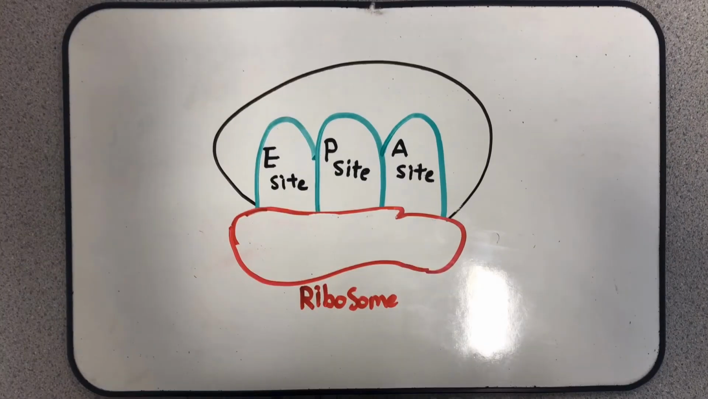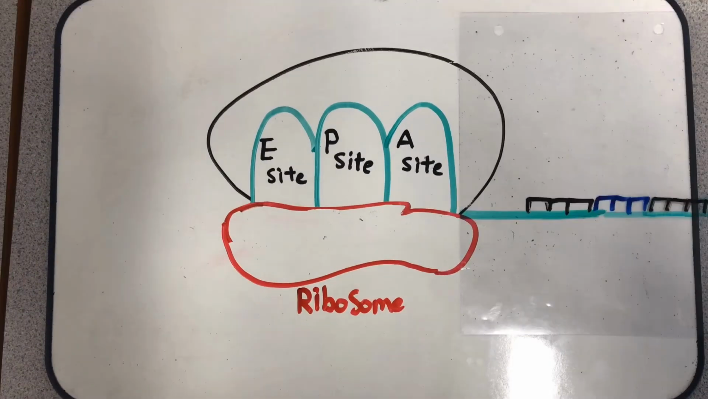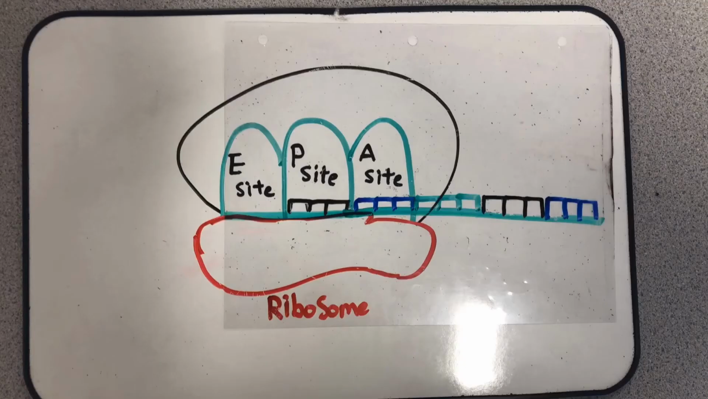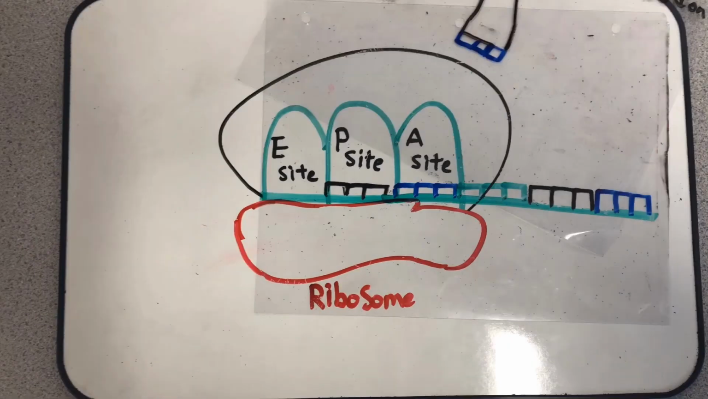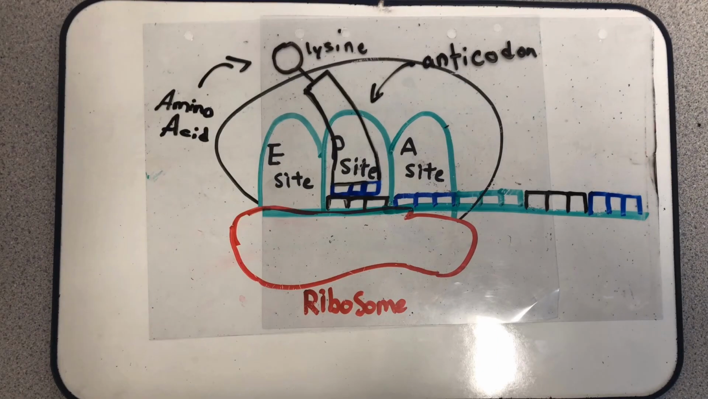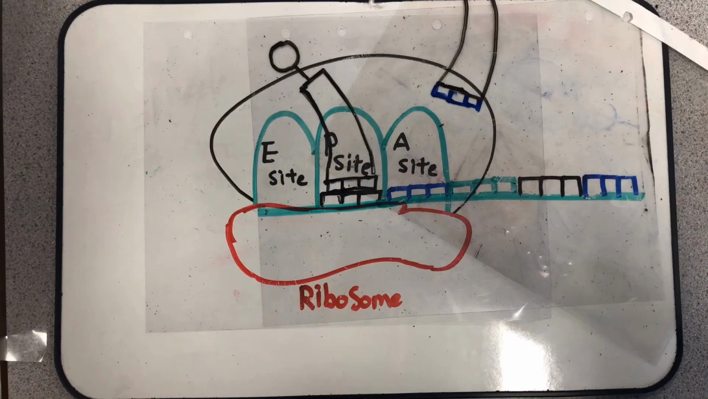Translation starts when mRNA attaches to the ribosome. The initial transfer RNA will occupy the P site of the ribosome and it carries an amino acid with it. The tRNA is also called the anticodon because it brings the complementary nucleotides to the codons on the messenger RNA and ensures the correct sequence of amino acids.